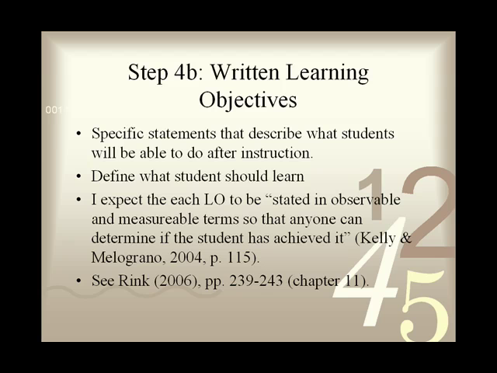Now, I think Rink, in her book on pages 239 to 243, which is chapter 11, provides you some really great information when it describes desired student outcomes. And when you write these for this class, I expect them to be written in the same method and written so they are measurable. The student can be assessed, and there's a clear description of what a student should know and do by the end of the lesson.